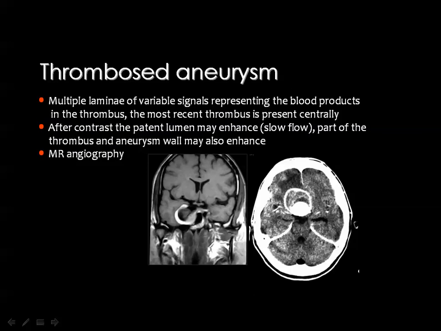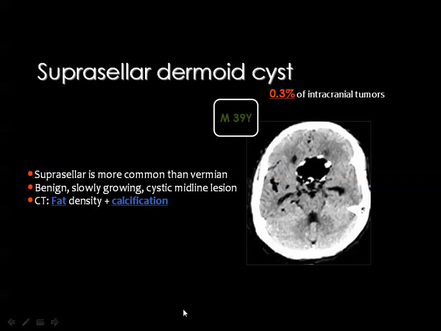Also, you know that aneurysms may have some internal thrombosis, especially if they are giant. And you remember that a giant aneurysm, by definition, is an aneurysm which is more than 2.5 centimeters in size. This is a giant suprasellar aneurysm. It shows a patent lumen and a thrombosed lumen showing different CT densities because of the different ages of the thrombus.